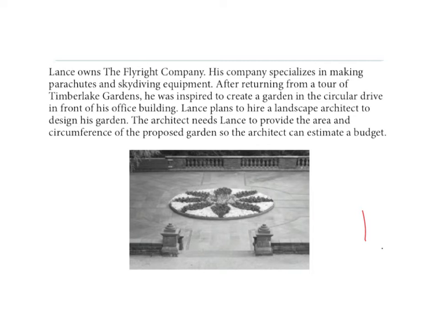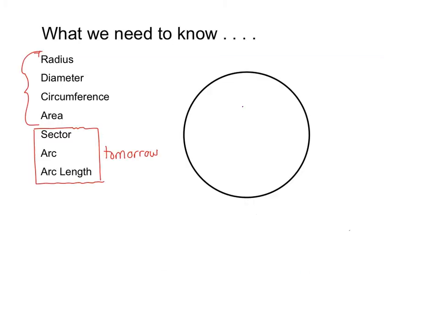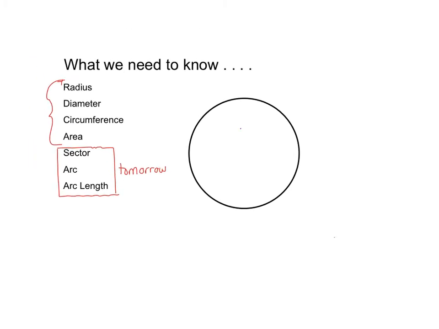After returning from a tour of Timberlake Gardens, he was inspired to create a garden in a circular drive in front of his office building. Lance plans to hire a landscape architect to design his garden. The architect needs Lance to provide the area and circumference of the proposed garden so the architect can estimate a budget.